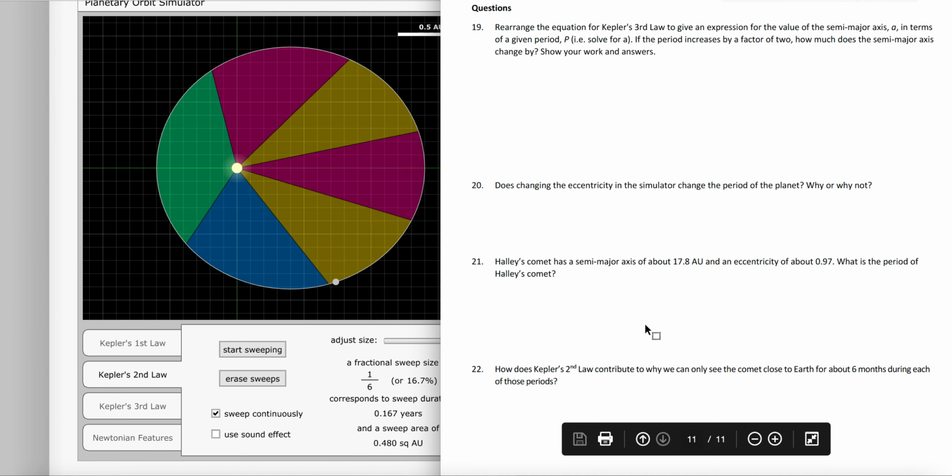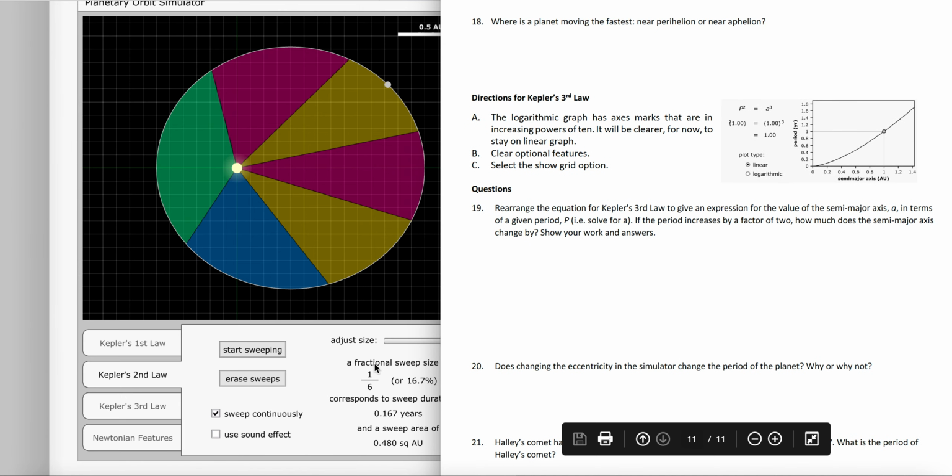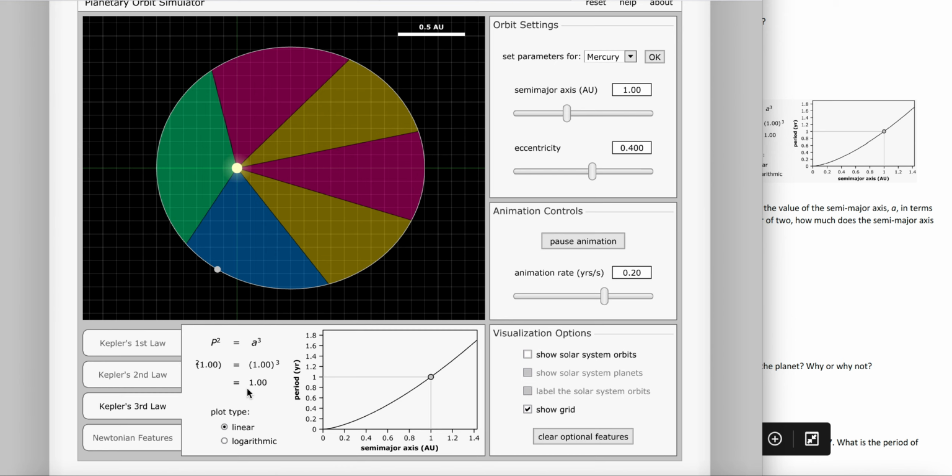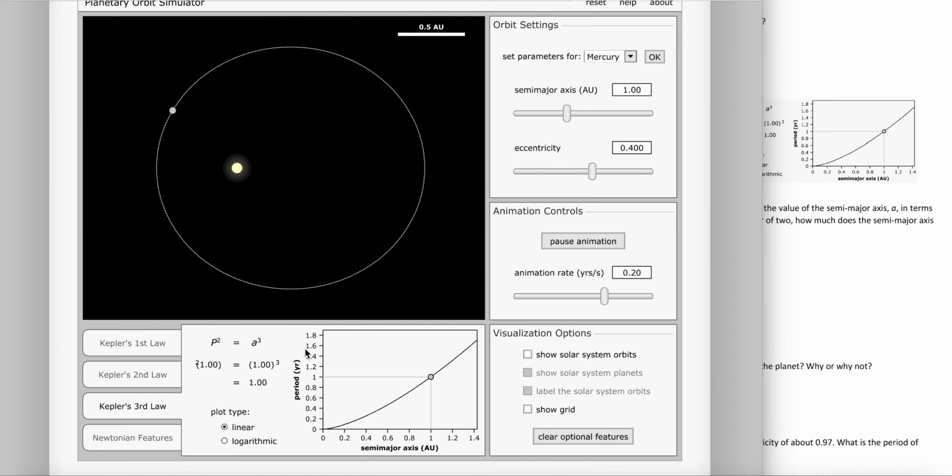And then we're going to get right to the last part here, which is Kepler's third law. You're not doing the Newtonian features, so we're ending here at Kepler's third law. Let's go ahead and clear our optional features. What Kepler's third law is all about is a mathematical relationship, really a proportionality, between period and semi-major axis.